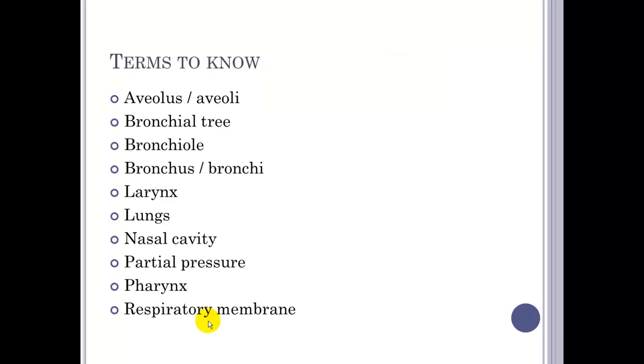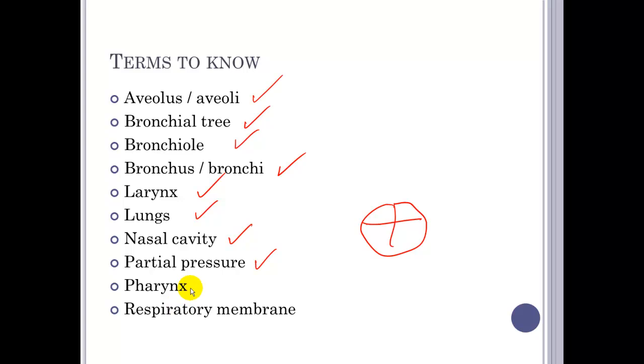Terms we should know, please look over these and be aware of them. Alveolus, alveoli, which is going to be the actual sac where your gas exchange occurs. Bronchial tree, bronchial, bronchus, bronchi, all of those are airways from small to large. Larynx, voice box. Lungs, where gas exchange occurs. Nasal cavity, which is going to be just above the oropharynx. Partial pressure, this is the P. Pharynx, oropharynx and pharynx, tongue, teeth, respiratory membrane.